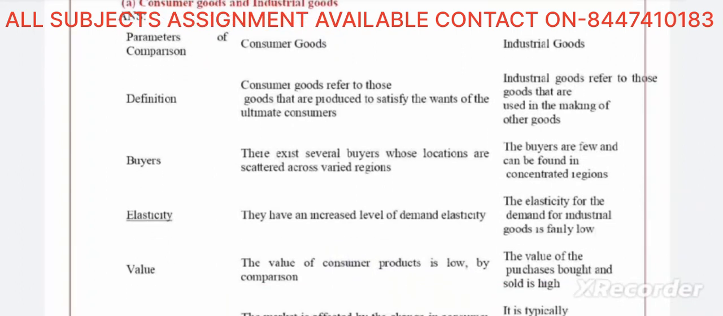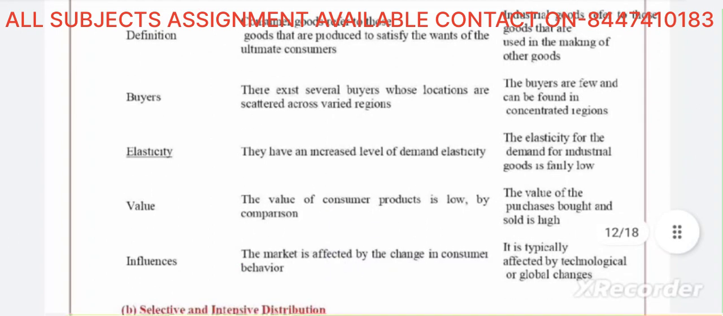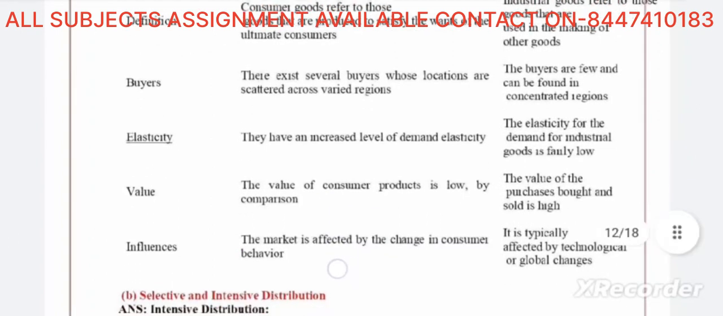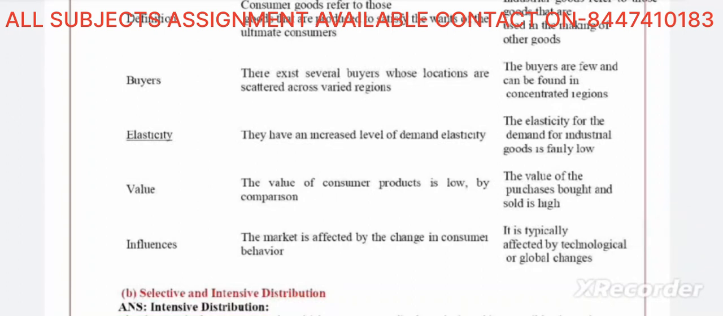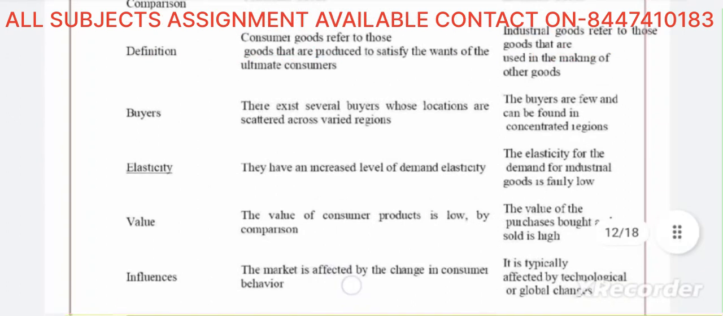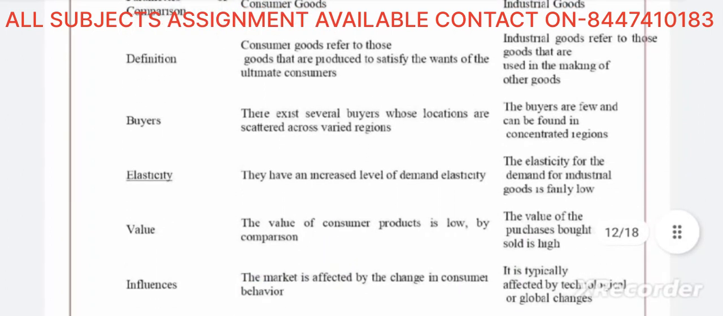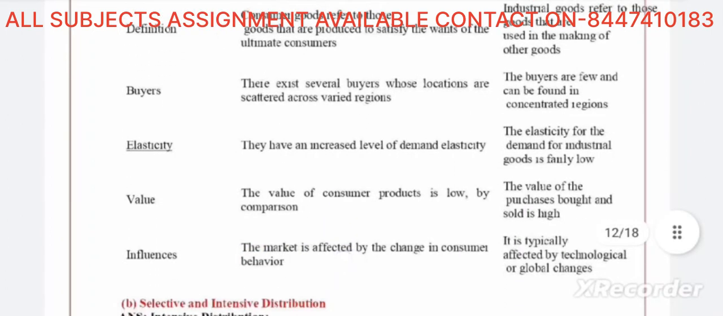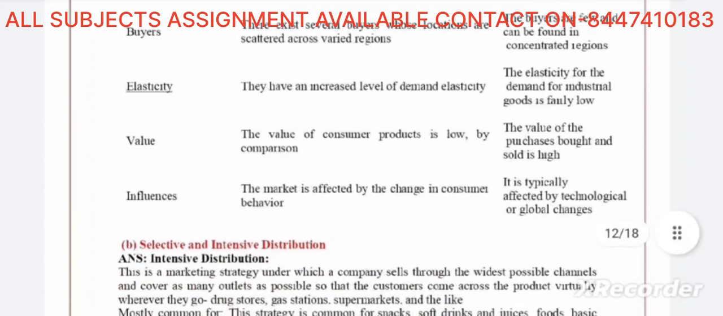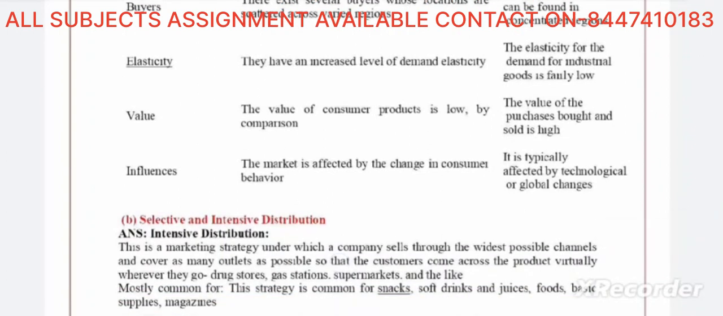Buyers. There exist several buyers whose locations are scattered across varied regions in consumer goods, and in industrial goods buyers are few and can be found in concentrated regions. Elasticity. Consumers have an increased level of demand elasticity, and the elasticity of demand for industrial goods is fairly low. The value of a consumer product is low by comparison. The value of the purchase of industrial goods is high. The market is affected by the change in consumer behavior. It is typically affected by technological or global change.